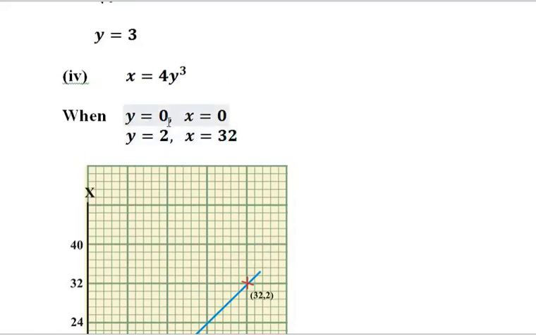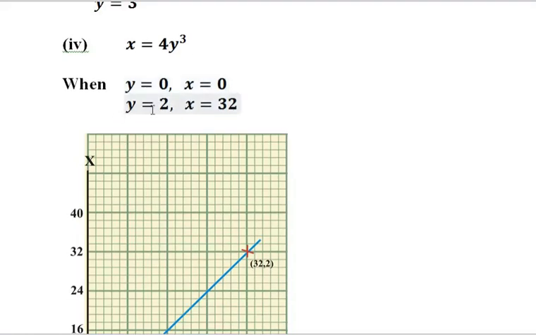Now, when y equals 0, putting this value of y in this equation x equals 4y cube, the whole equation becomes x equals 0 multiplied by 4, which is equal to 0. So if y equals 0, then the output x is also equal to 0.